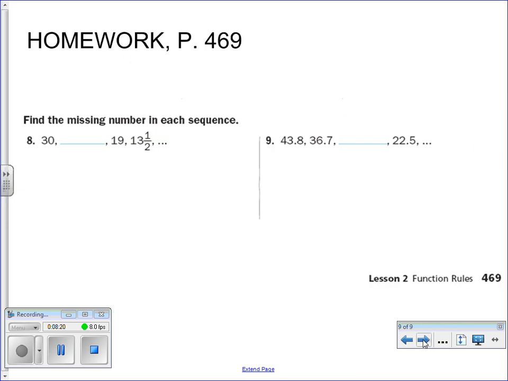All right. Bottom of the homework, last one. And remember, the homework tonight is the top 3 questions on 472.